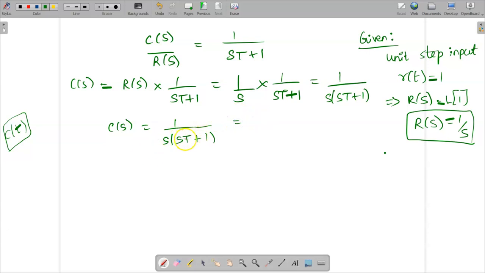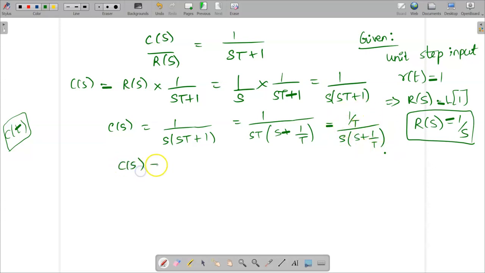Before applying the partial fraction, let me simplify this term. Let me take T outside. So 1 by sT into s plus... when you take T outside, this term will become s, and this term will become 1 by T, that is, divide by T in both the terms. T can get cancelled, here it is 1 by T. Now let me take all the constants in the numerator. So 1 by T, let me keep in the numerator. This becomes 1 by T over s into (s plus 1 by T). This is your final C(s).